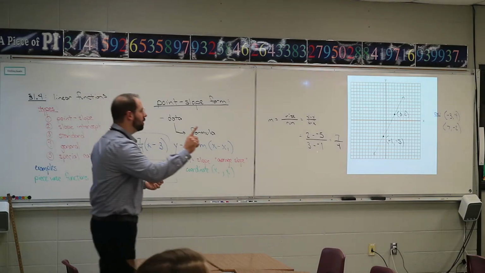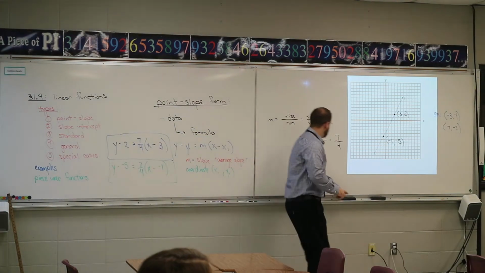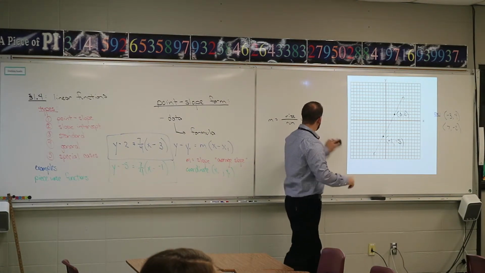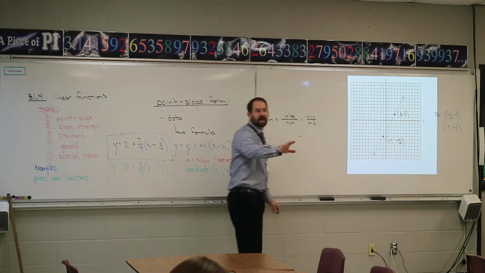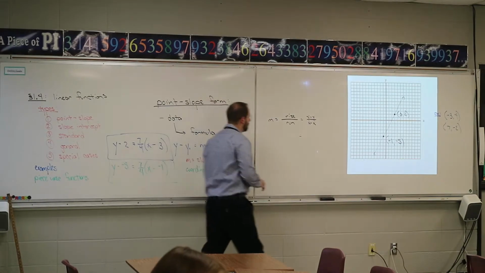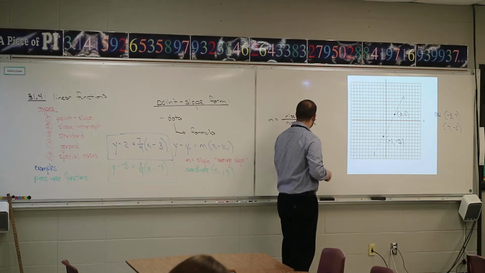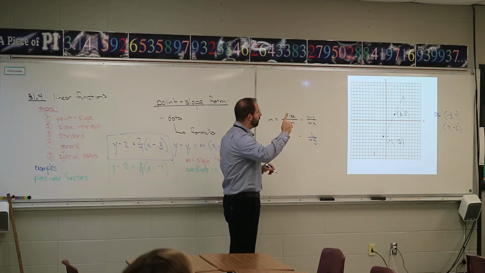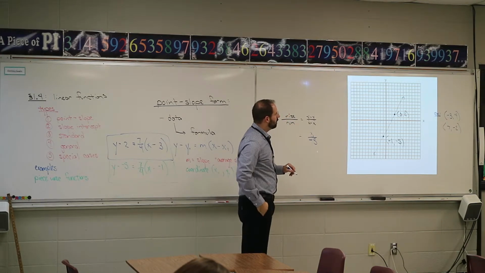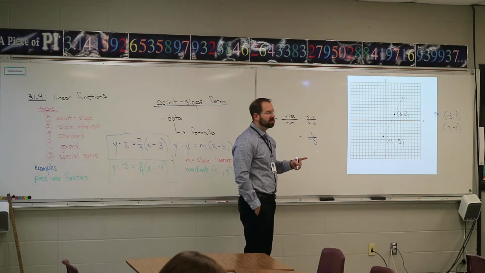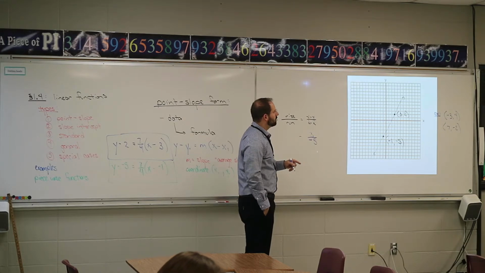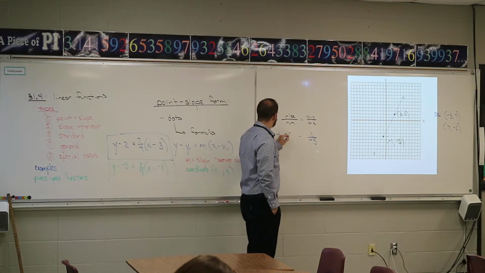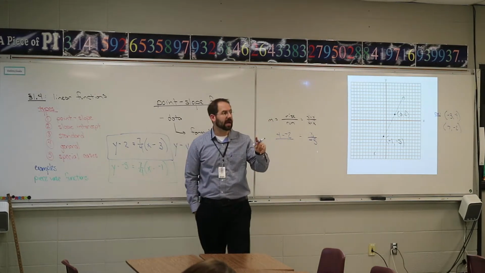What was your slope? 3 over negative 5. Anyone disagree with 3 over negative 5? Okay, let's talk about it. Why? What were the numbers you subtracted on the top? 4 minus negative 2. Okay, good. The y numbers have to go on the top.